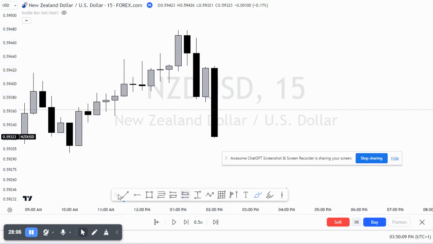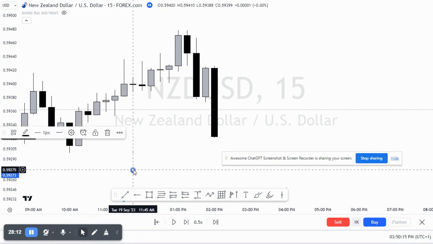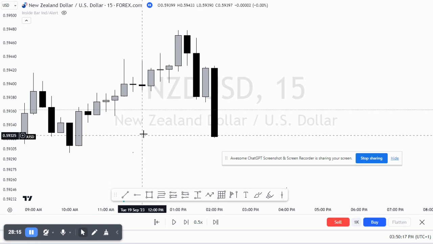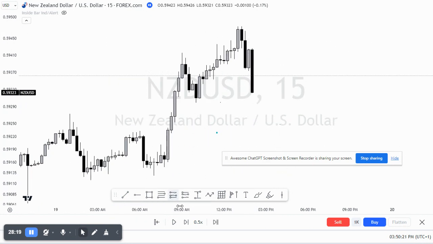So this is how you identify pullbacks in any trend, a downtrend or an uptrend. Remember, in a bullish scenario, the previous candle's low has to be taken for it to be a valid pullback. In a bearish market scenario, the high of the previous candle has to be taken to make it a valid pullback. Let's keep watching to see what we find.